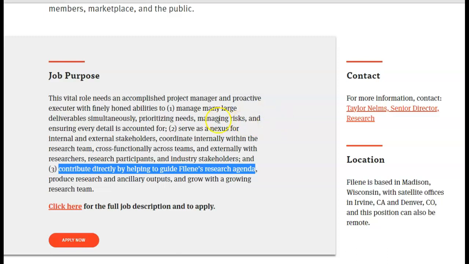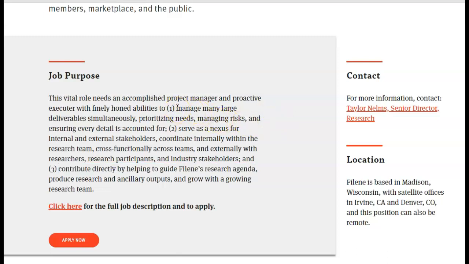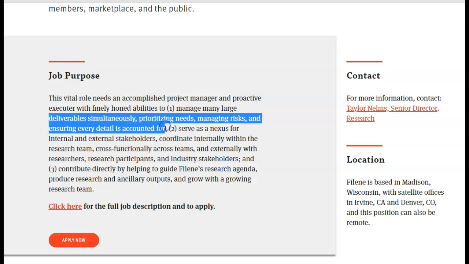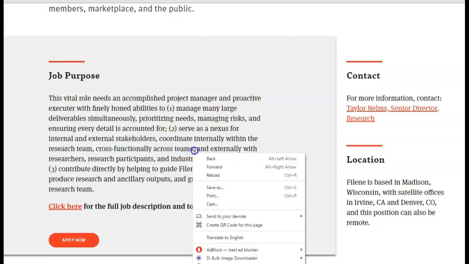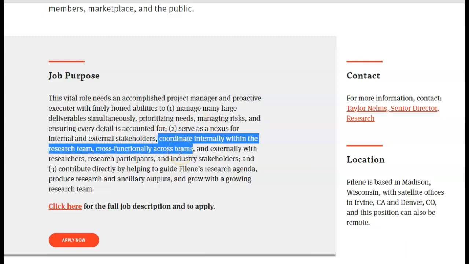So the position will be responsible for managing research projects for clients. You'll be working with several clients at once. That will require juggling multiple projects and directing a team. Serve as a nexus for internal and external stakeholders. That is, you'll be working with people inside and adjacent to the credit union industry and understanding of their role and their needs. You'll be working with your team and other teams, multiple functions, responsibilities, and the like.